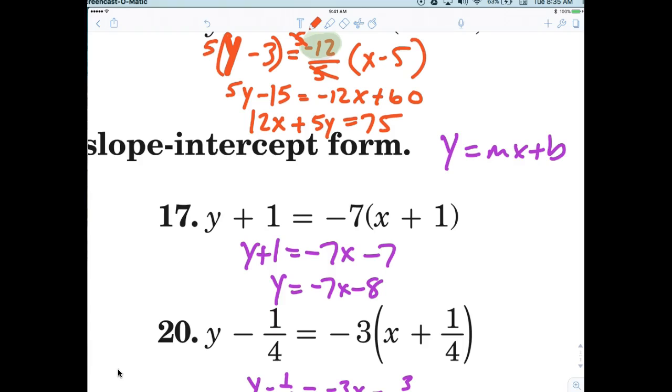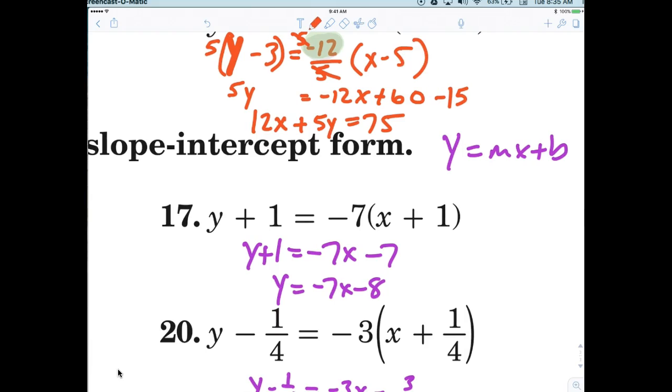Now remember, here's what I'm trying to do to your brain. I'm trying to train you to put it to the other side so it goes positive. That's exactly right. When you move it, you change the sign. When you move it, you change the sign. Once you get that figured out, it'll be easier to add and do the subtraction. You'll be able to do the mental math better.